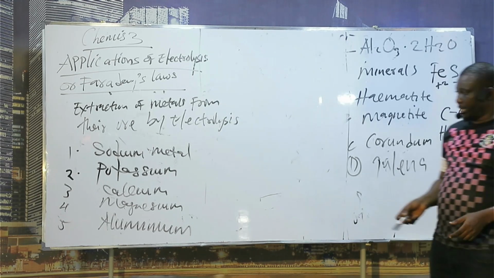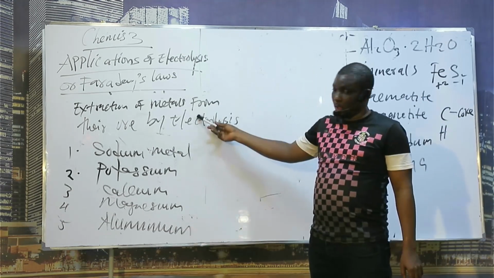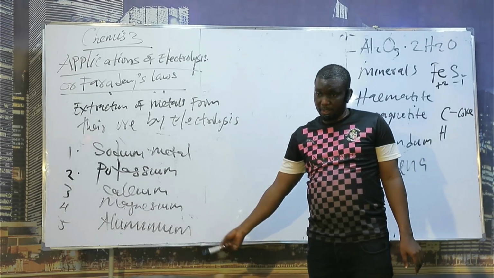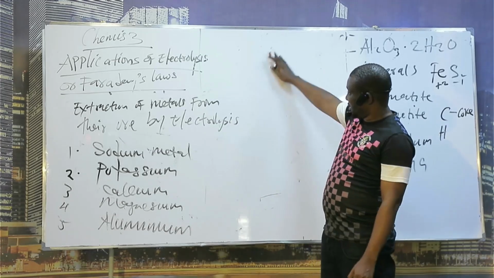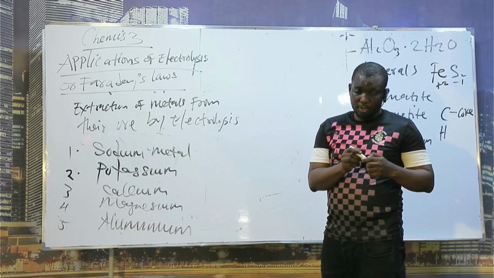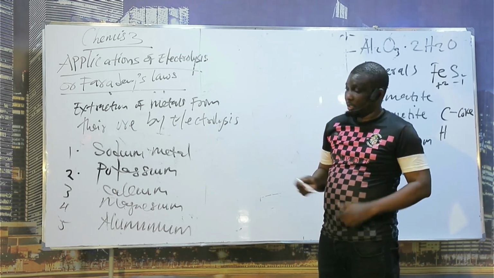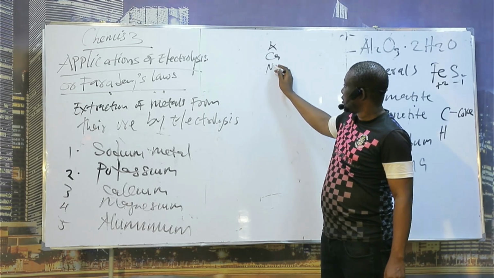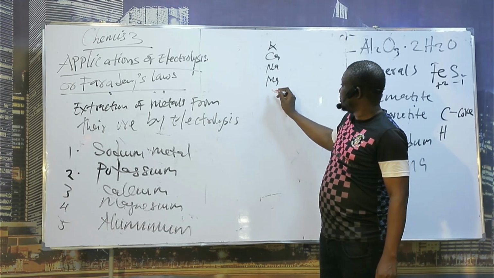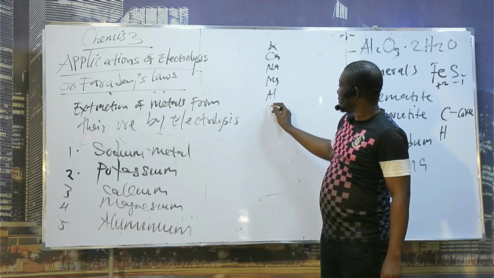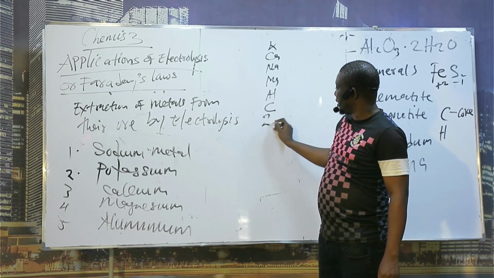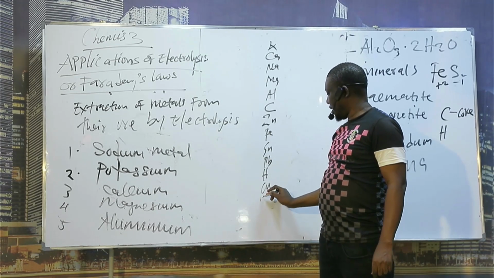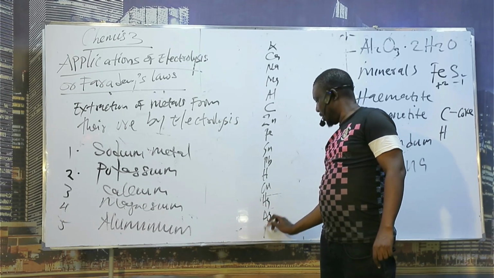Now that you know these metals, after aluminium, the next metal in the series is zinc. If I give you the reactivity series, the ones that are very common for your level, I will start with sodium, potassium, calcium, magnesium, aluminium, carbon, zinc, iron, tin, lead, hydrogen, copper, mercury, silver, and what? Gold.